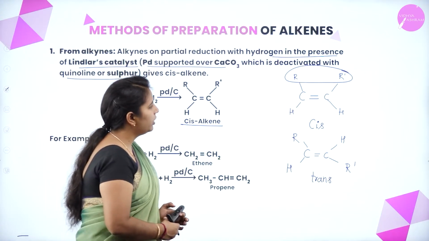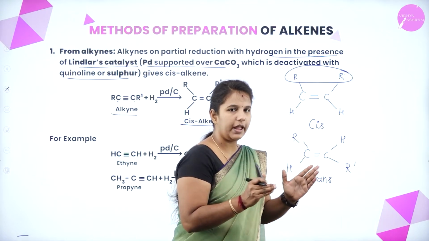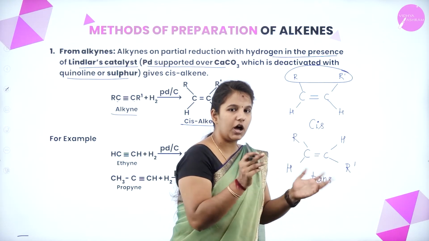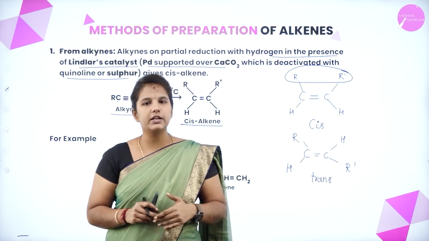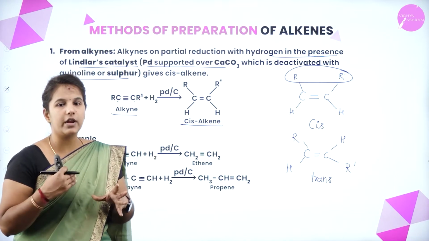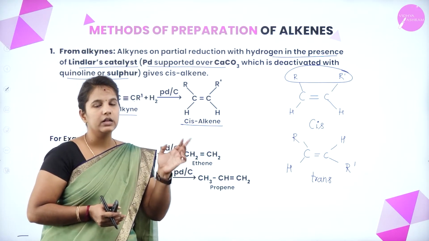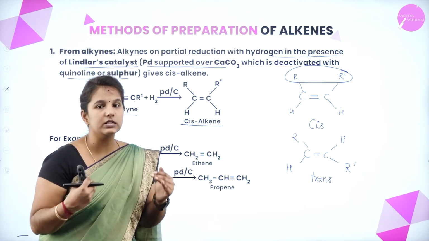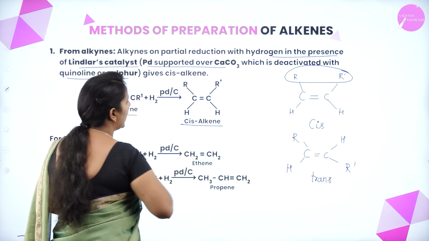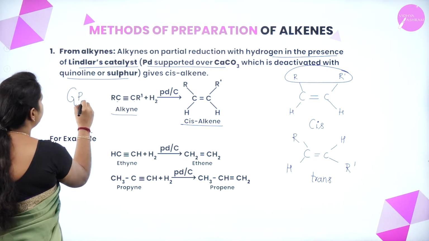You can see that if 2 alkyl groups are present at the one side, then we say it is cis form. If the 2 alkyl groups are present in the opposite end, then we say it is trans form. So, while taking the alkyne, if you react with hydrogen gas, you will get cis-alkene, where the 2 alkyl groups are present at same side. Hence, it is named as cis-alkene. So, this is my general reaction.